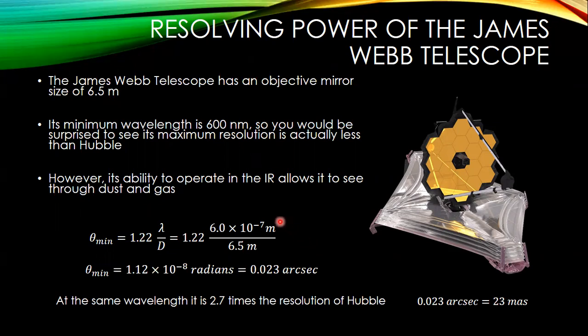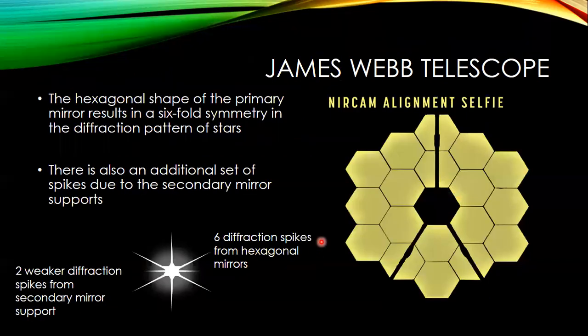So plugging numbers here, let's say that we're operating at 600 nanometers, which is the minimum wavelength of the Webb Space Telescope. Its gold mirror doesn't reflect very well at any shorter wavelengths. Here we can get down to about 0.023 arc seconds, or 23 milliarc seconds. Now, one strange thing that we have with the Webb Space Telescope, let's call it an artifact, is due to the fact that, first of all, we don't have a circular aperture. We have, well, roughly a hexagonal aperture. And that's going to produce a slightly different pattern than the traditional airy disk.